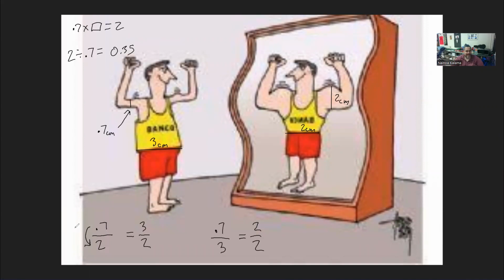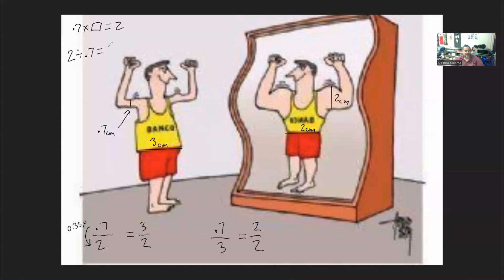0.35. And so what that means is we are to go from this arm length. Let me double check this. 2 divided by 0.7. That's right. My bad. That's wrong. Okay, it's 2.86. I knew it.